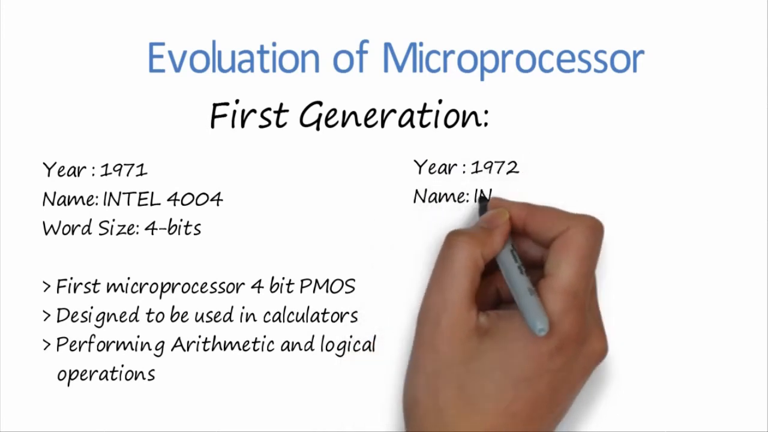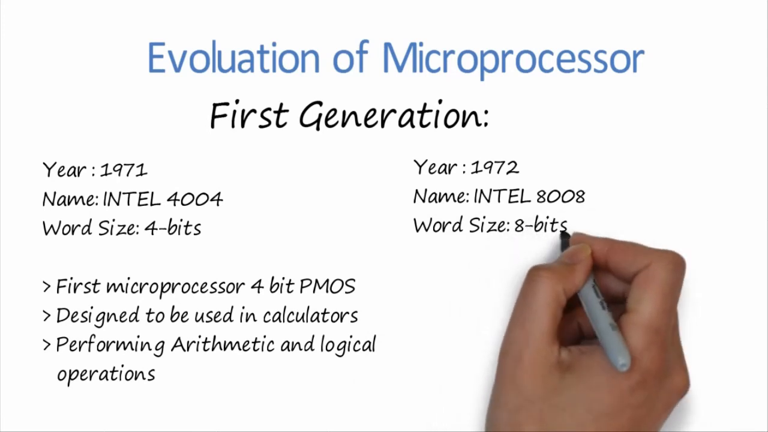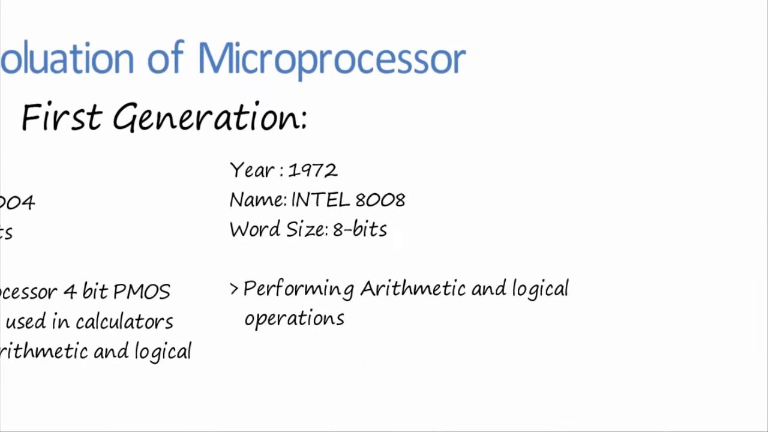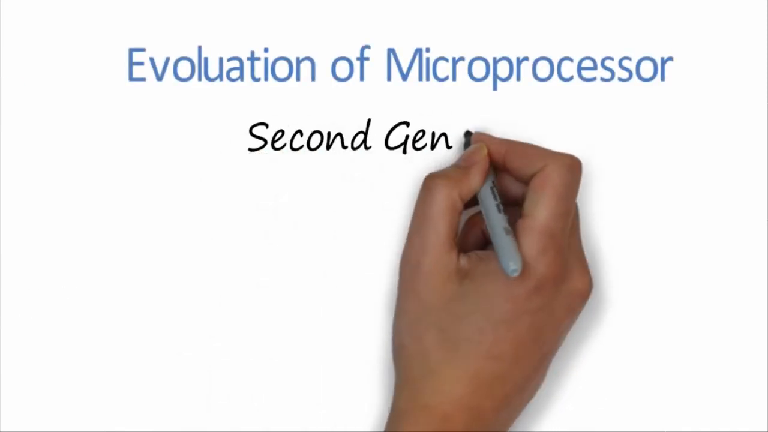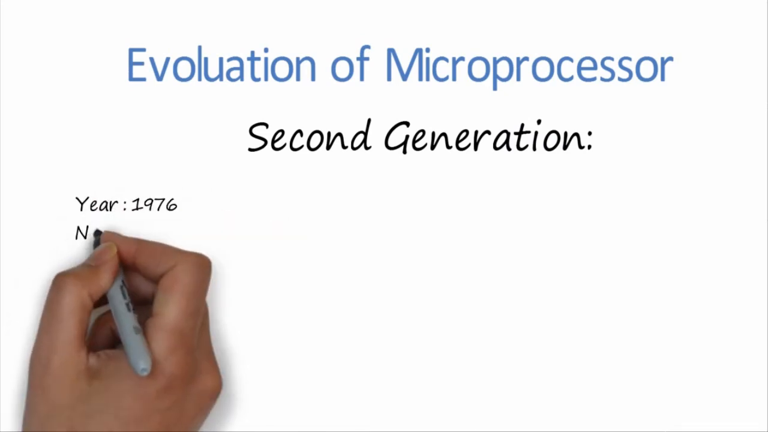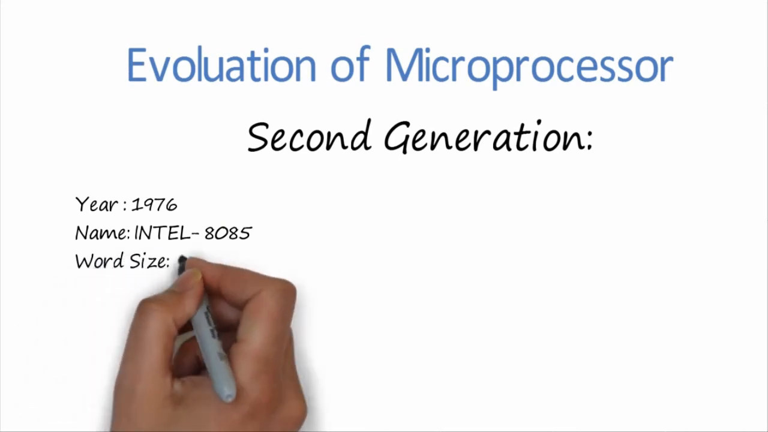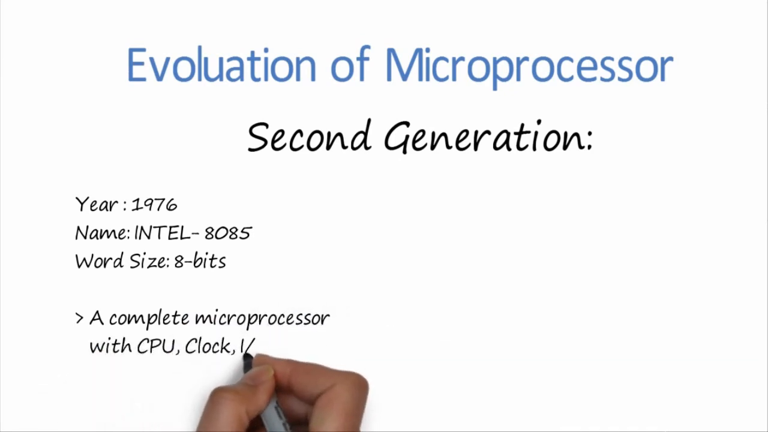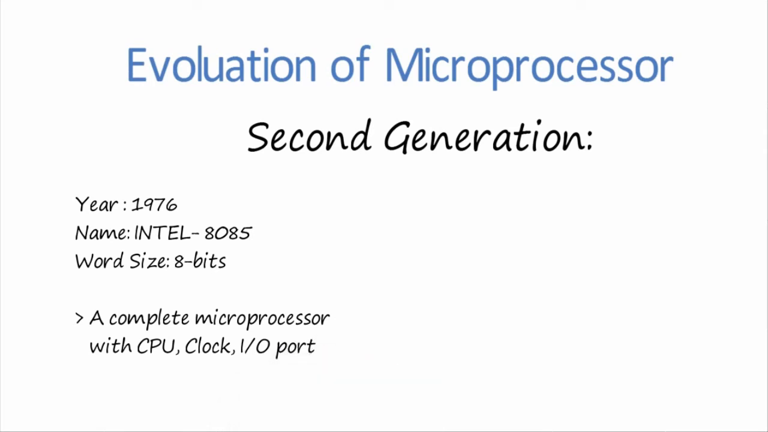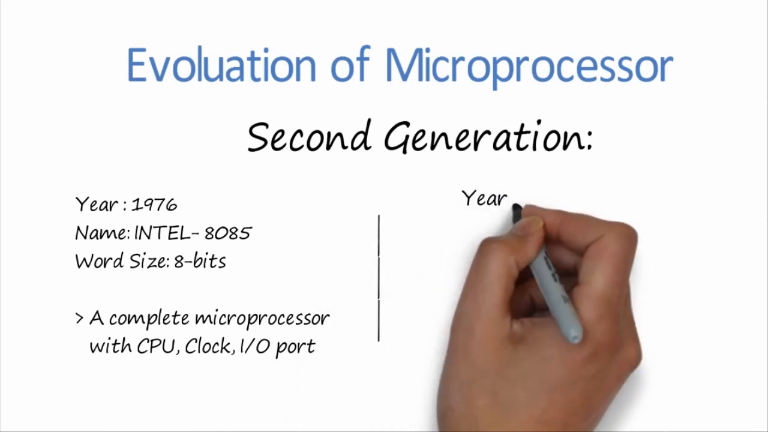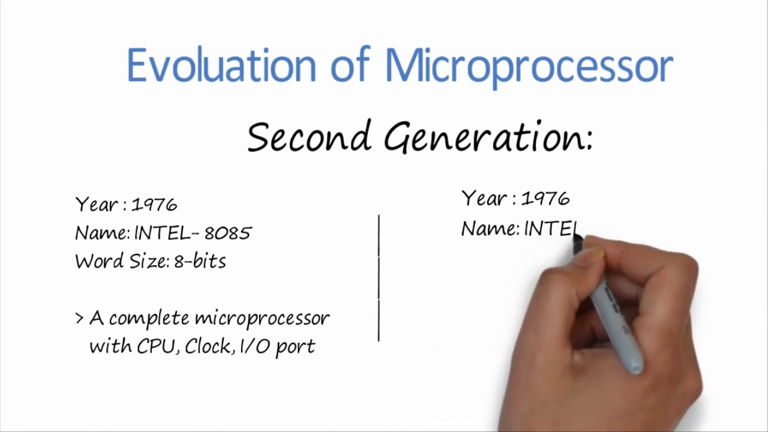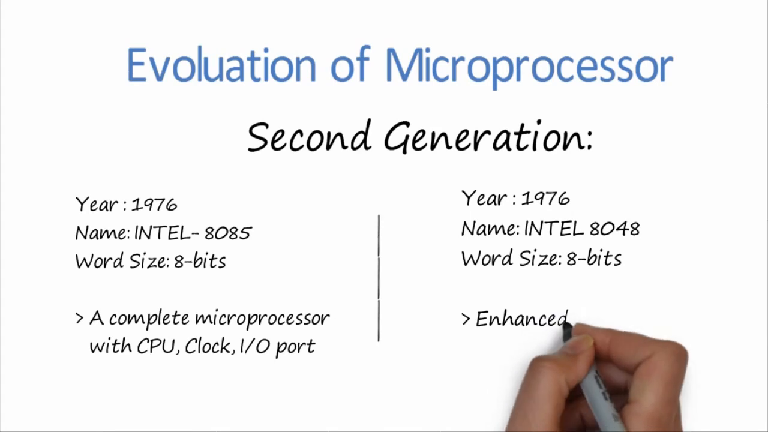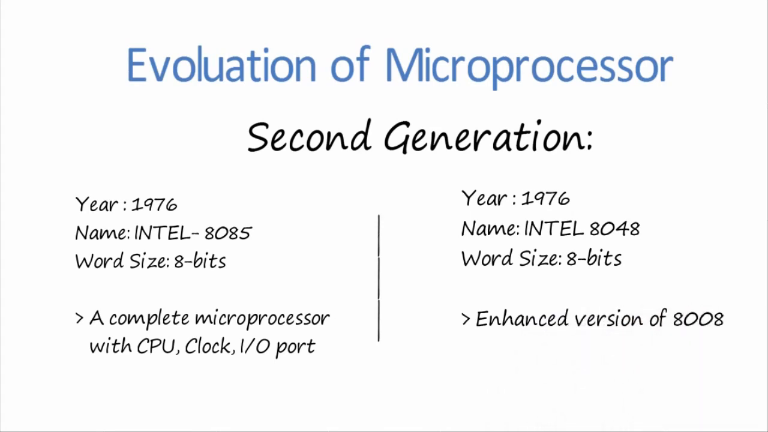The next microprocessor introduced by Intel was the Intel 8008 microprocessor, an 8-bit microprocessor introduced in the year 1972. Then second generation. In the second generation, Intel introduced its next microprocessor called Intel 8085 microprocessor. It was an 8-bit microprocessor and it was introduced in 1976. The development of microprocessor has been towards a complete microprocessor system with CPU, ROM, RAM all in a single package. And then in the second generation, one more microprocessor was introduced. That was Intel 8048 microprocessor.